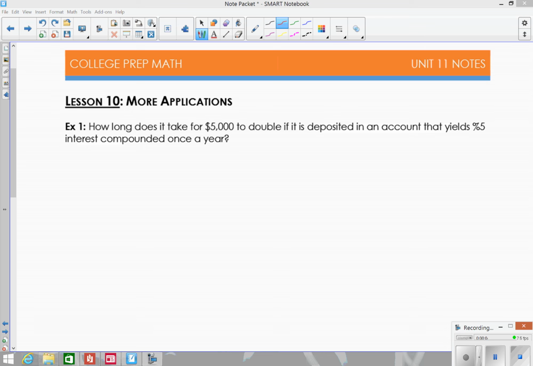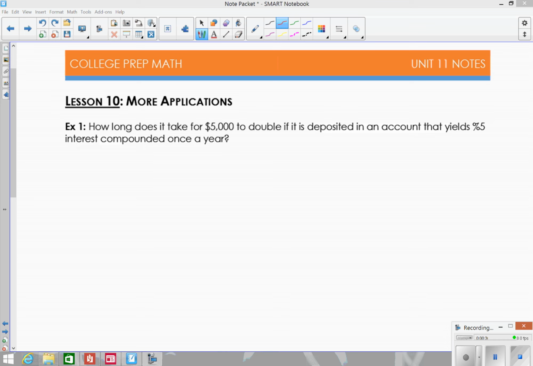In this lesson, we're going to look at more applications with logs and exponential functions, talking about compound interest and interest compounded continuously. And now that we know how to solve log equations, we're going to be able to solve for how long it will take to reach a certain amount of money, or what the rate would have to be, instead of just finding the total value after a certain number of years. So we look at this first question.